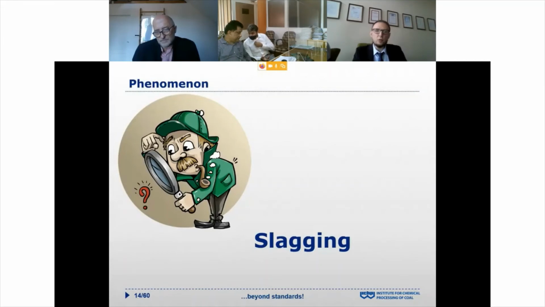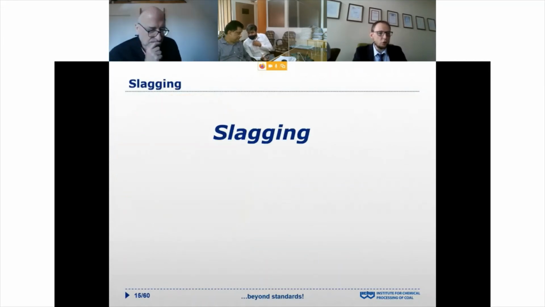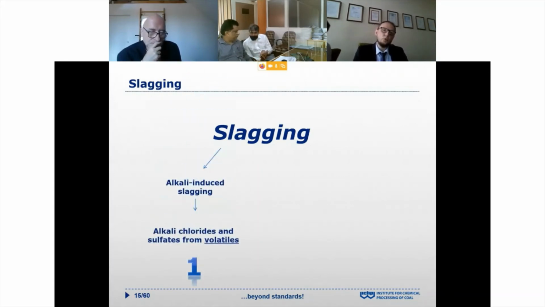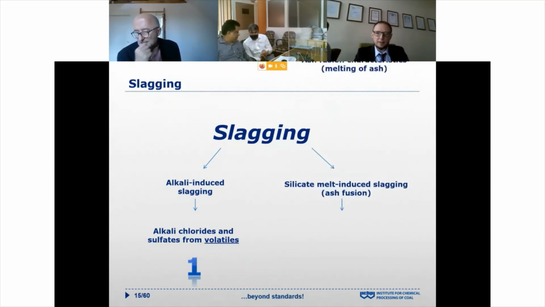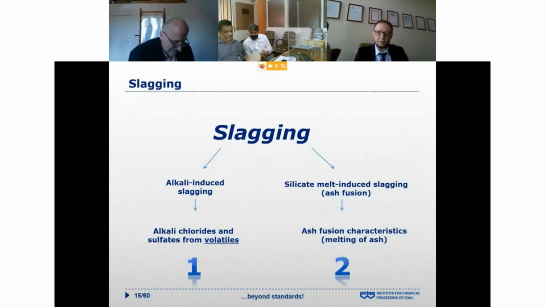Now let's say something more about the slagging, because as I said, the slagging occurs in the higher temperature zone of the boiler. We call it the radiative zone. But in fact, slagging can be divided into two main processes. First is alkali induced slagging, when the volatiles react with each other, and the second is the silicate melt induced slagging. That means if the ash is secondarily transformed, melted and condensed, and after that we can obtain the slagging.